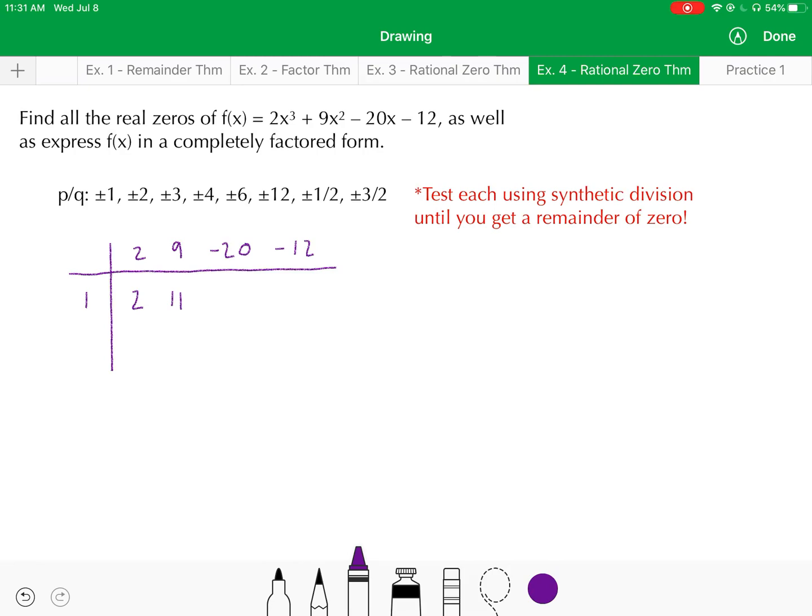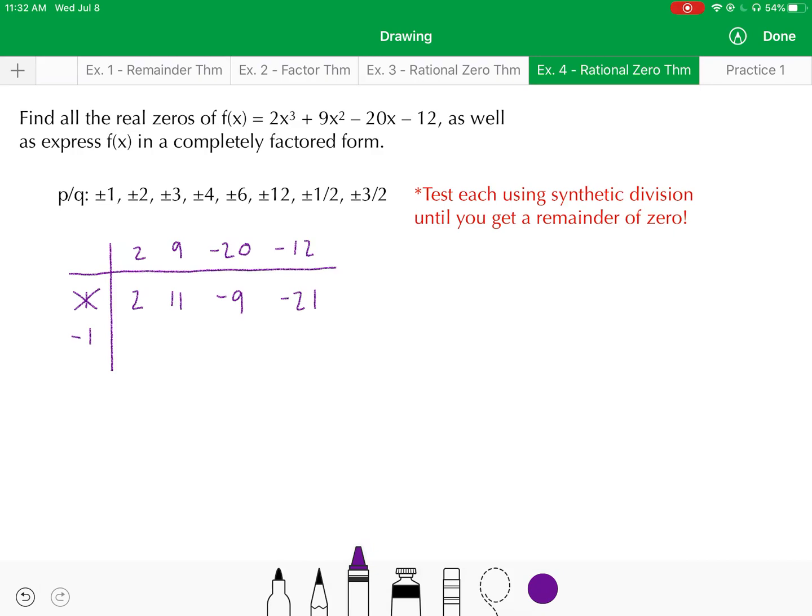11 times 1 is 11. Add that with negative 20, you get negative 9. Negative 9 times 1 is negative 9. Add that with negative 12, we end up with negative 21. And we know that that last number is supposed to be our remainder, right? So since we didn't get a remainder of 0 here, we can rule out 1 as a zero of the function.